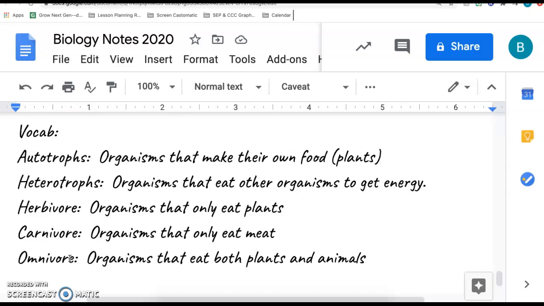Another example of an omnivore would be like a bear. Bears eat berries. They also eat fish. Okay, so that would be another example of an omnivore.